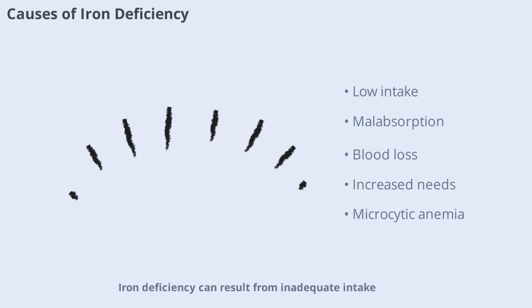Iron deficiency can result from inadequate intake, malabsorption such as after gastrectomy, blood loss, menstruation, peptic ulcer disease, or increased requirements, pregnancy, infancy, chronic kidney disease. Without enough iron, small pale erythrocytes form, leading to microcytic hypochromic anemia.